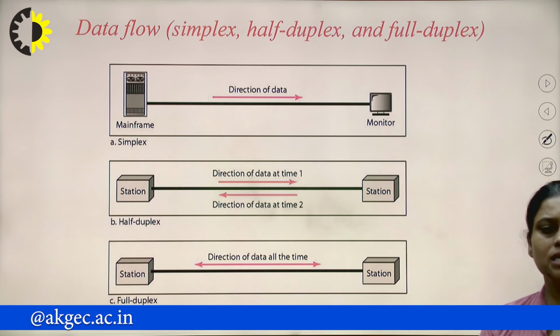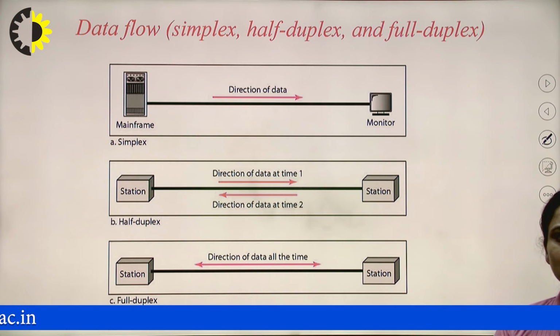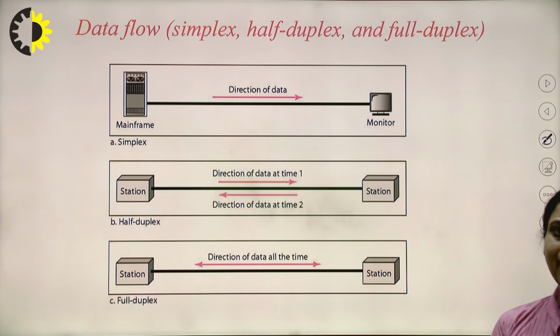Now, if we are coming to the second mode of communication, that is half duplex mode. In the half duplex mode, at a time only one device can send the data and the next time another device can send the data. It means if one device is sending the data, then the second device is only responsible for receiving that data. And the next time, if the second device is responsible for sending the data, then the first device is only receiving the data. So, we can say the direction of data at any one time may be unidirectional.